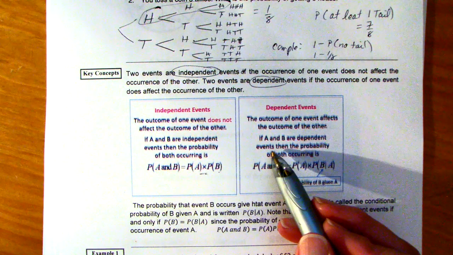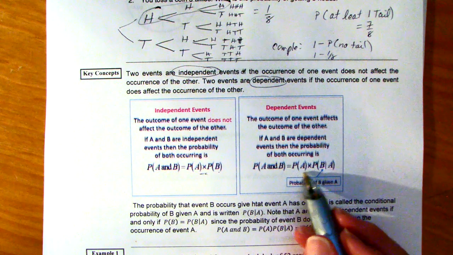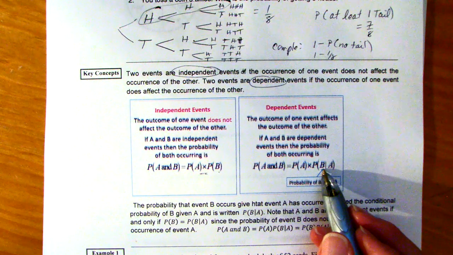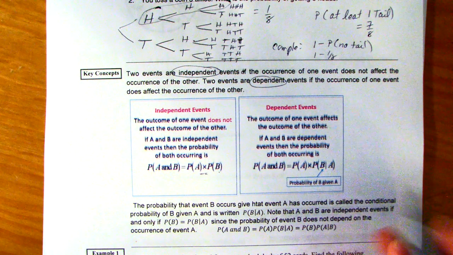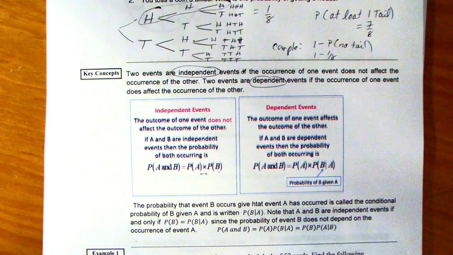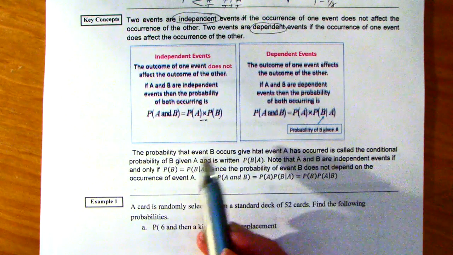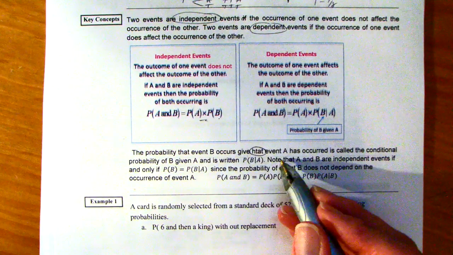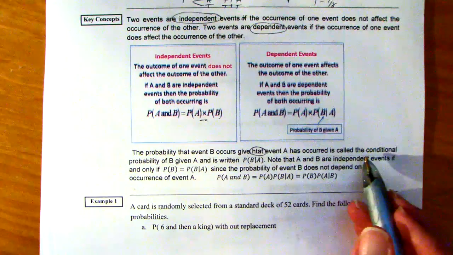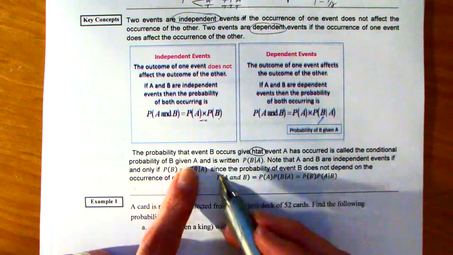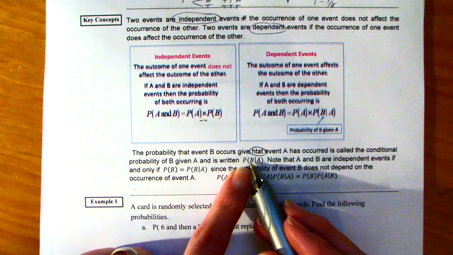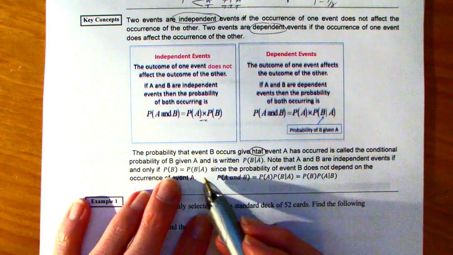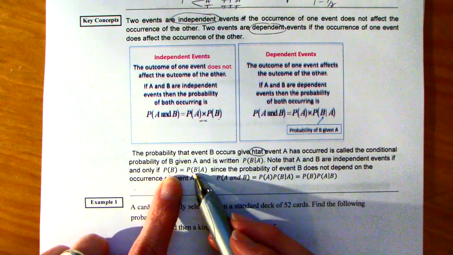So if A and B are dependent events, the probability would be the probability of A, so these are the same, times the probability of B given A has happened. I know that sounds kind of weird, but I'll explain that in a second. So the probability that event B occurs given that event A has occurred is called the conditional probability of B given A, and it's written like this. Note that A and B are independent events if and only if these two are equal.